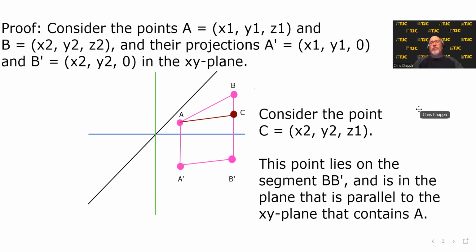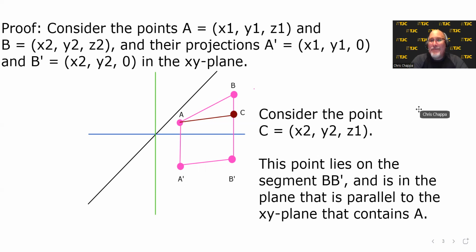So how are we going to do that? Well, here's where it gets a little bit more mathy. Let's see if you can follow along. We're going to consider the points A, coordinates x1, y1, z1, and B, coordinates x2, y2, and z2. And their projections, A prime, whose coordinates are x1, y1, 0. So we're projecting into the xy plane. And B prime, whose coordinates are x2, y2, 0.